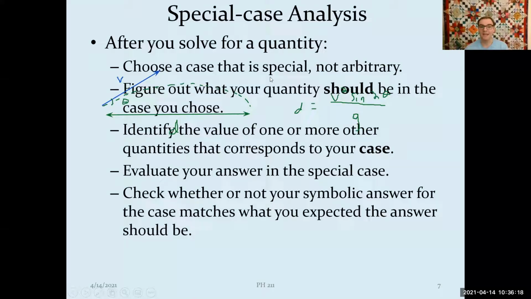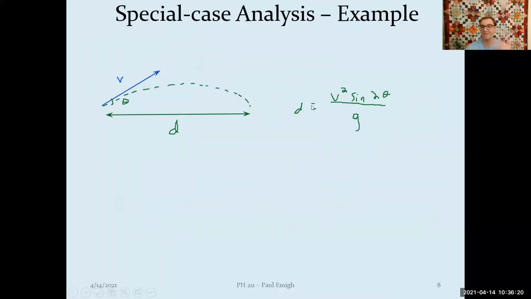I'm going to flash us quickly back over to our steps for special case analysis, right? We want to choose a case that is special, not arbitrary. Again, 30 degrees here is not special. I don't know what should happen in the 30-degree case. But there are a couple of cases here that are very special. And those cases are if I set theta equal to 0 and if I set theta equal to 90.